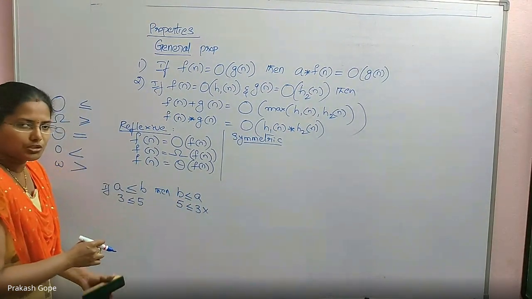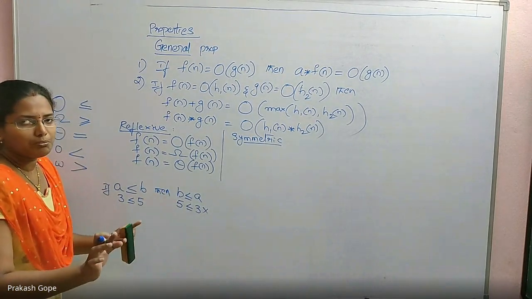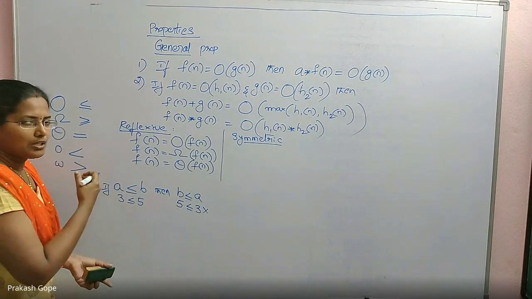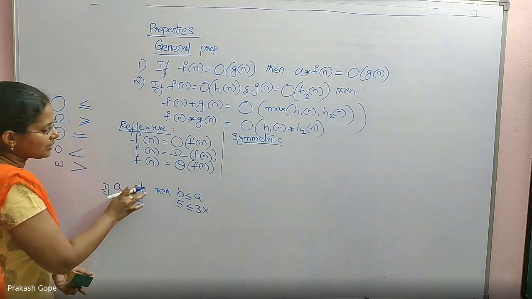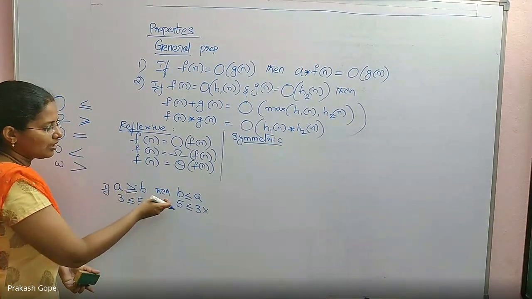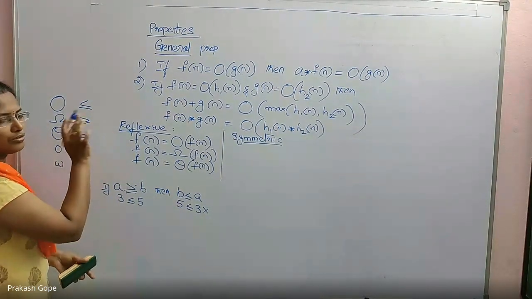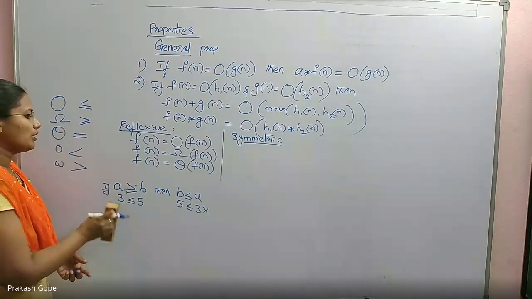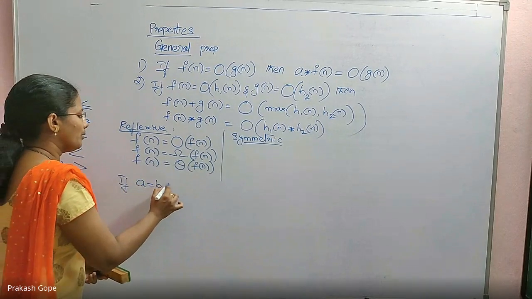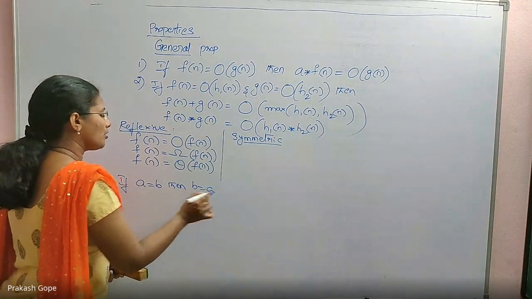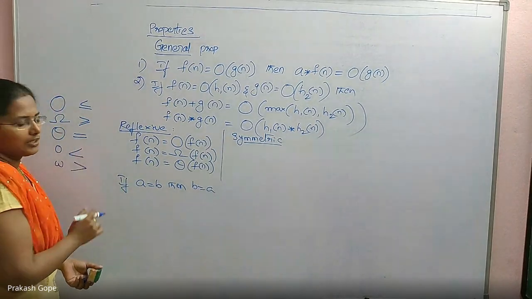That we will discuss in transpose symmetry. So, A less than or equal to B does not imply B less than or equal to A. Which means the symmetric property is not true for big O. Similarly, if A is greater than or equal to B, can I say B is greater than or equal to A? No, false. So, the symmetric property is not true for big omega also. How about theta? If A is equal to B, then B is equal to A. Yes, it is true. So, the symmetric property is true for theta.